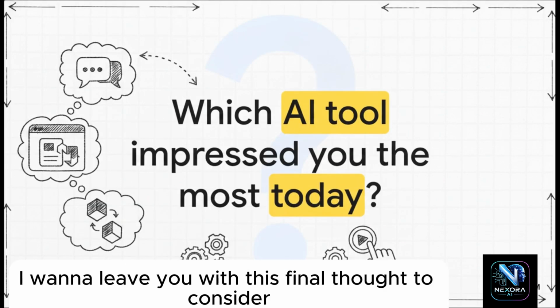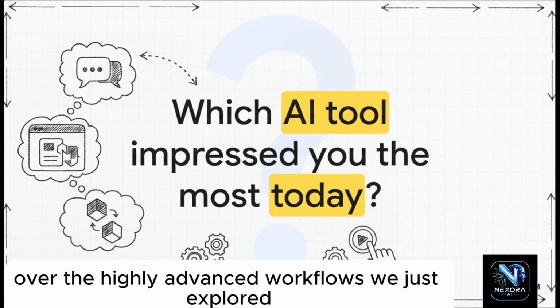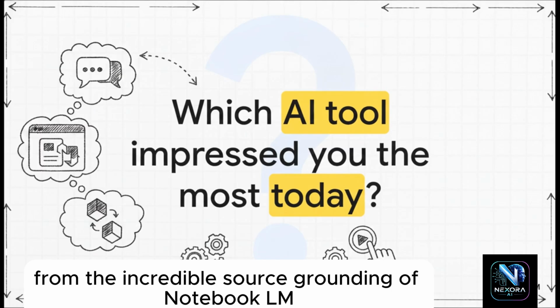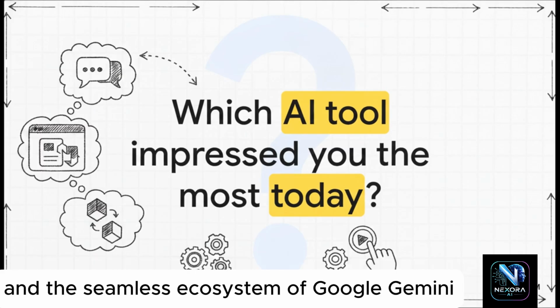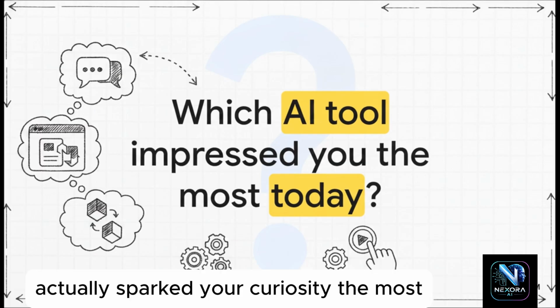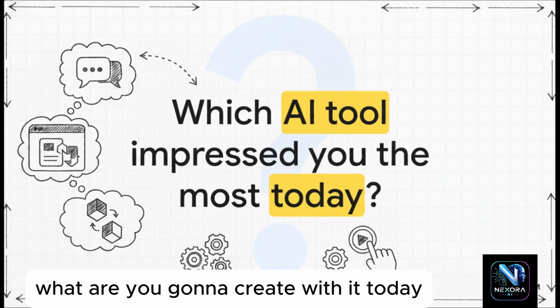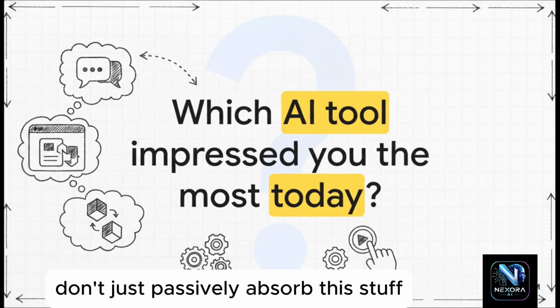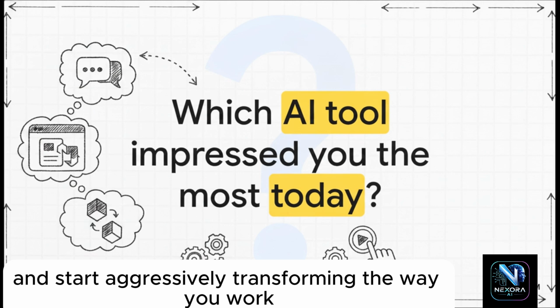So, I want to leave you with this final thought to consider. Look back over the highly advanced workflows we just explored, from the incredible source grounding of Notebook LM to the visual logic mapping of Napkin AI and the seamless ecosystem of Google Gemini. Which of these tools actually sparked your curiosity the most? But more importantly, what are you going to create with it today? Don't just passively absorb this stuff. Pick one tool right now, open it up, and start aggressively transforming the way you work.